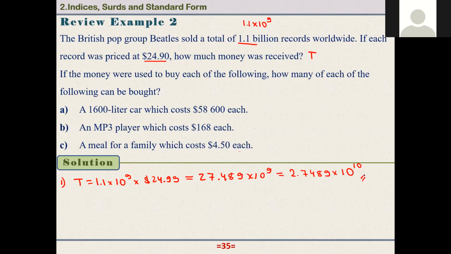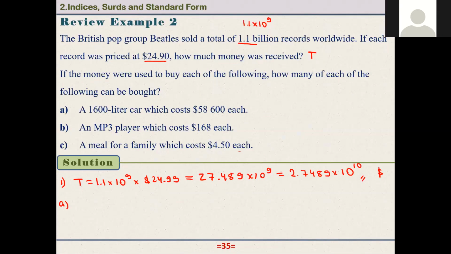Okay, actually they received that much amount from the people by selling their records. All right, so that is the main question here. And after that, using this result, we're going to answer these questions. In question A, a 1,600 liter car, which costs 58,600, how many such cars can we buy for this money? To do this one, we just need to divide this number by this, right?